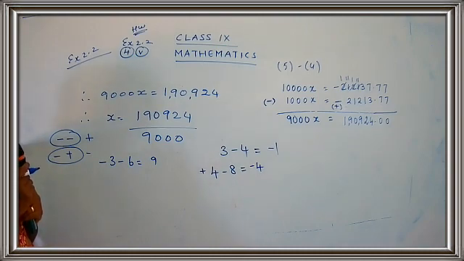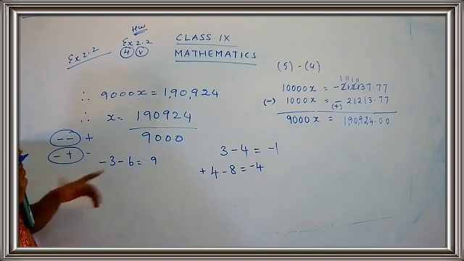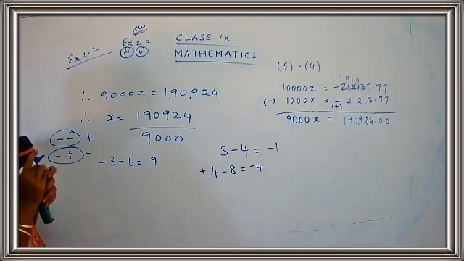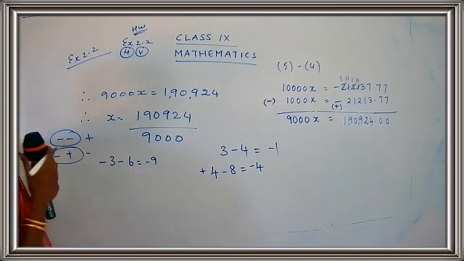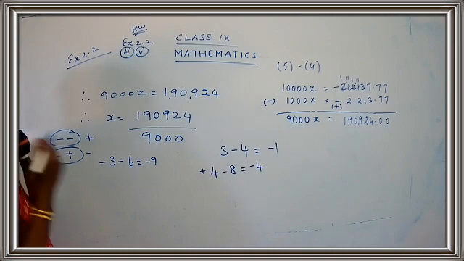Now, what is the next thing you're going to do? You're going to write the sign of the bigger number. Which is the bigger number here? 6 is the bigger number. So, what is the sign of 6? It's minus. So, the answer is minus 9. Clear? Okay. Now, I'll just give you one more sum.